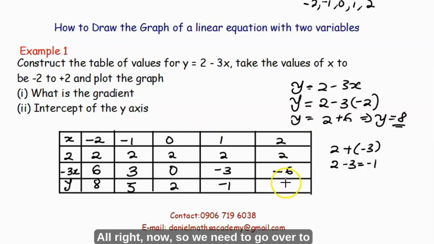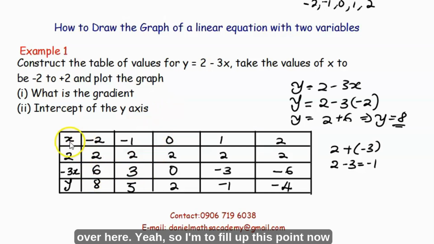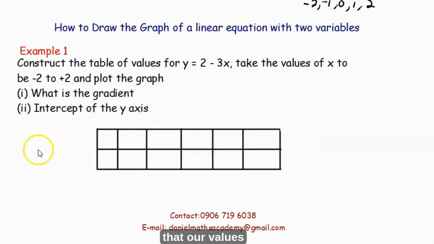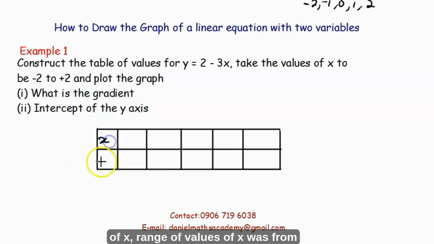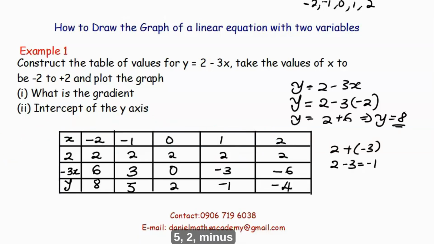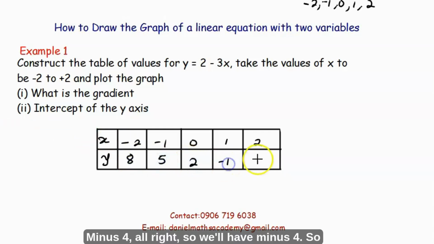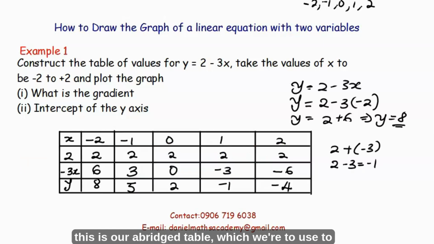Now we need to create an abridged version of this table, a summary version that's going to contain just x and y. So I have it over here, and I'm going to fill in the x values and the y values. Remember that our range of values of x was from minus 2, so we'll have minus 2, minus 1, 0, 1, and 2. And the y values will be 8, 5, 2, minus 1, and minus 4. This is the abridged table which we're going to use to plot the graph.